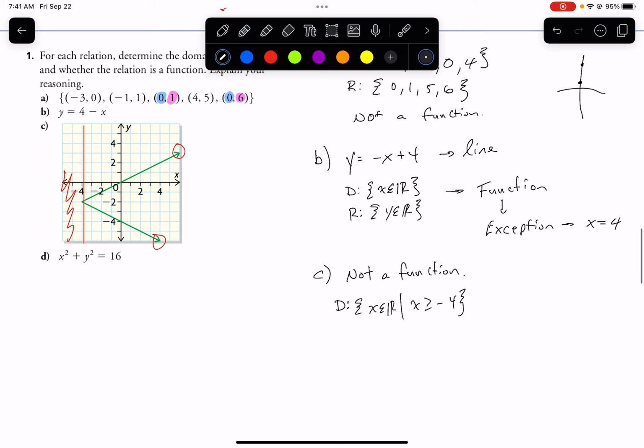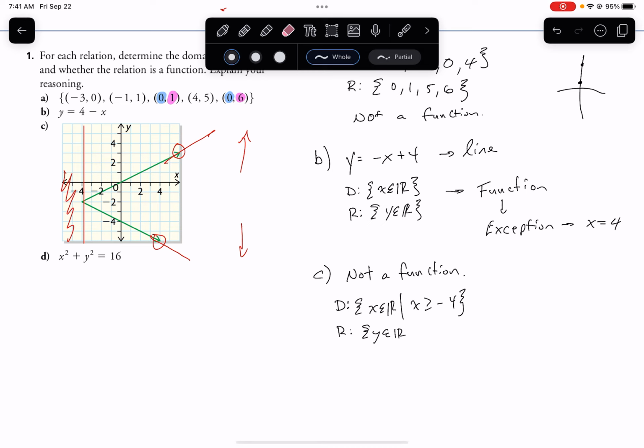Okay, and its range: because that graph is going in this direction forever as well as this, we're thinking now vertically, so our thought process is not left, right, it is up and down, and there are no restrictions in the y direction. So we're just going to have y ∈ ℝ. I don't need that bar, I just need y as a part of the real numbers.